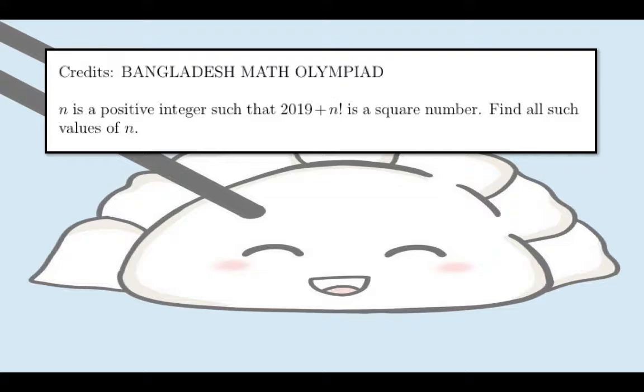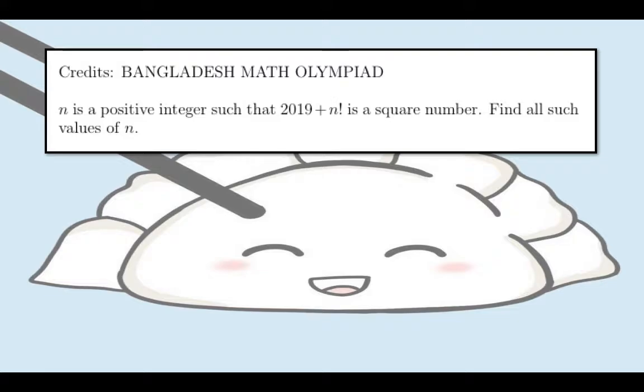Welcome back. Let us try to answer an item from the Bangladesh Math Olympiad, particularly from the junior section. n is a positive integer such that 2019 plus n factorial is a square number. Find all such values of n. Pause this video and give this a try. If you're done, let us dive in with the solution.